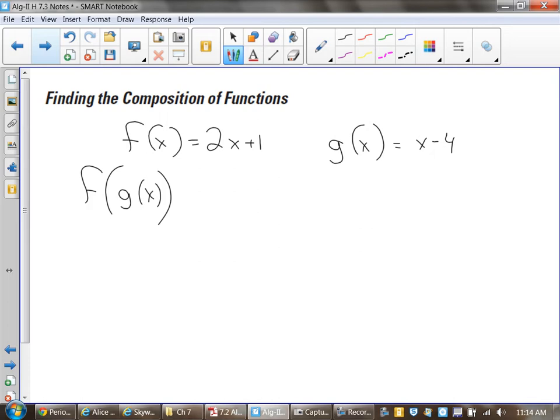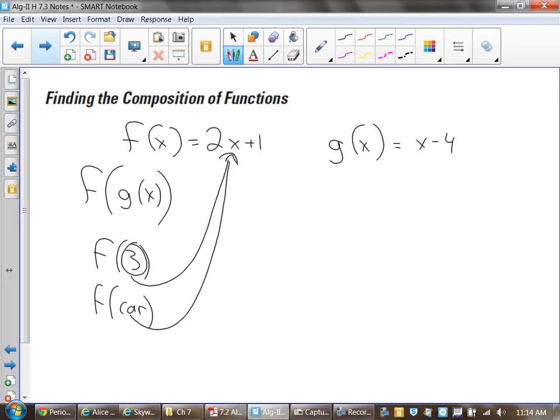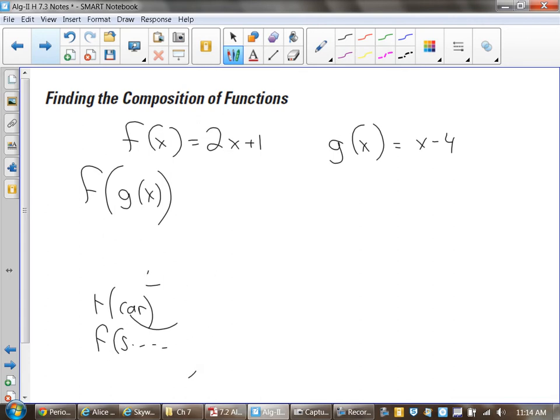Remember, anytime you see something written in this function notation, whether it's f of 3, you knew to take the 3, substitute it in for x and solve. If it said f of car, you'd take the car and substitute it in for x. Same idea here. It's f of g of x. So what is it telling me to substitute in for x? G of x. Which is what? x minus 4.